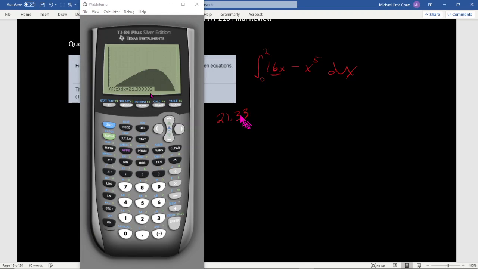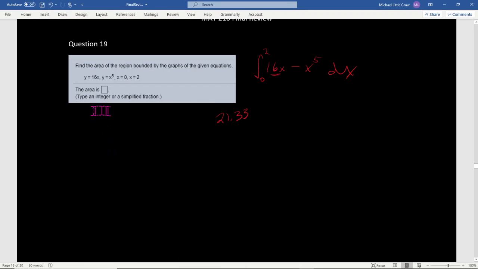Now, if you're satisfied, you can head out and look at the next one. It asks to type an integer or simplified fraction. So hopefully you recognize 0.333 is 1/3, so you get 21 and 1/3. They don't like mixed numbers, so for a simplified fraction, 3 times 21 is 63, plus 1 is 64 thirds. So you could do it that way. We'll also come over here and you'll see you can get it as well.